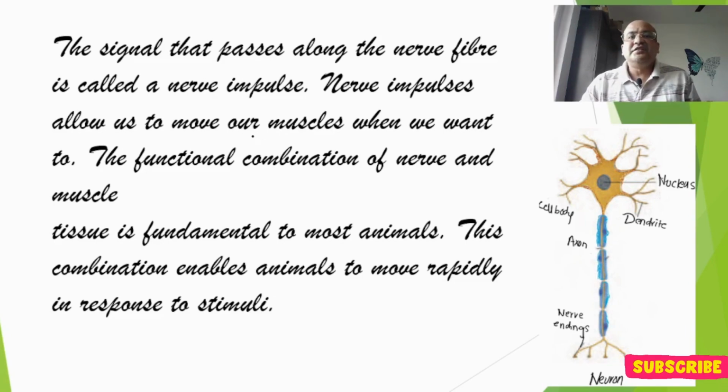These nerve impulses allow us to move our muscles when we want to move. The functional combination of nerve and muscle tissues is fundamental in most animals. So this coordination is there. This combination enables animals to move rapidly in response to stimuli. So this is the cell body for that.